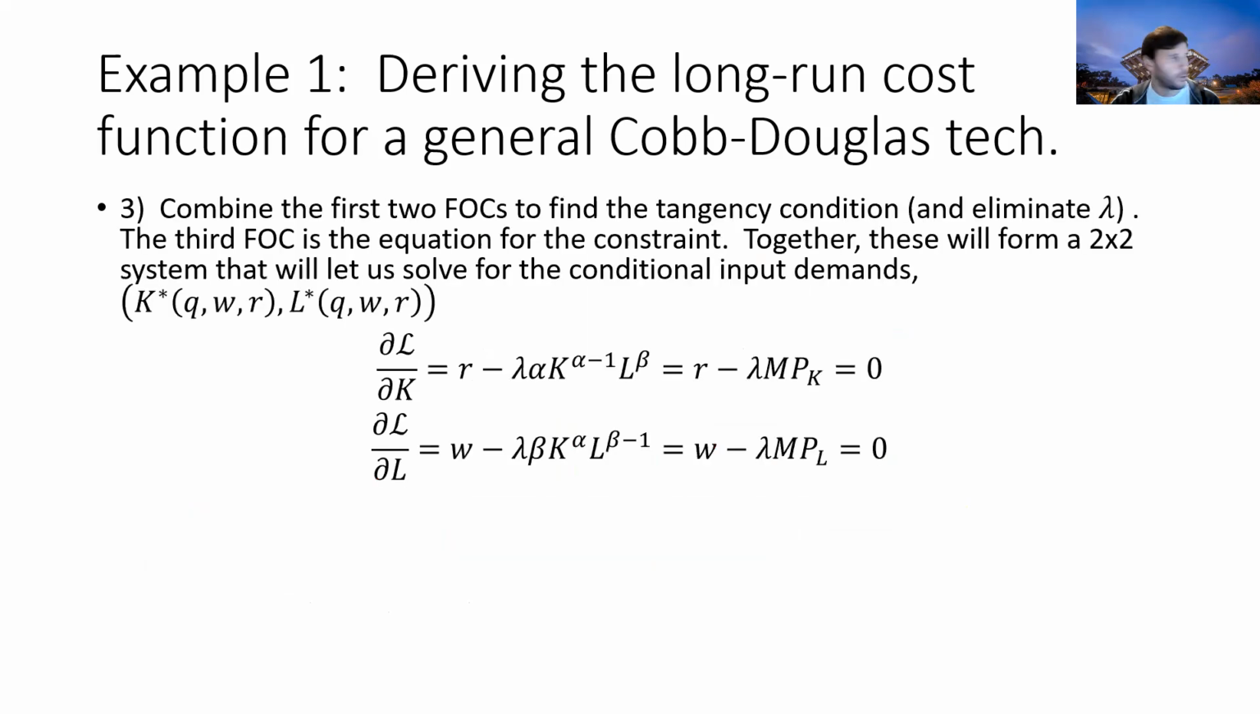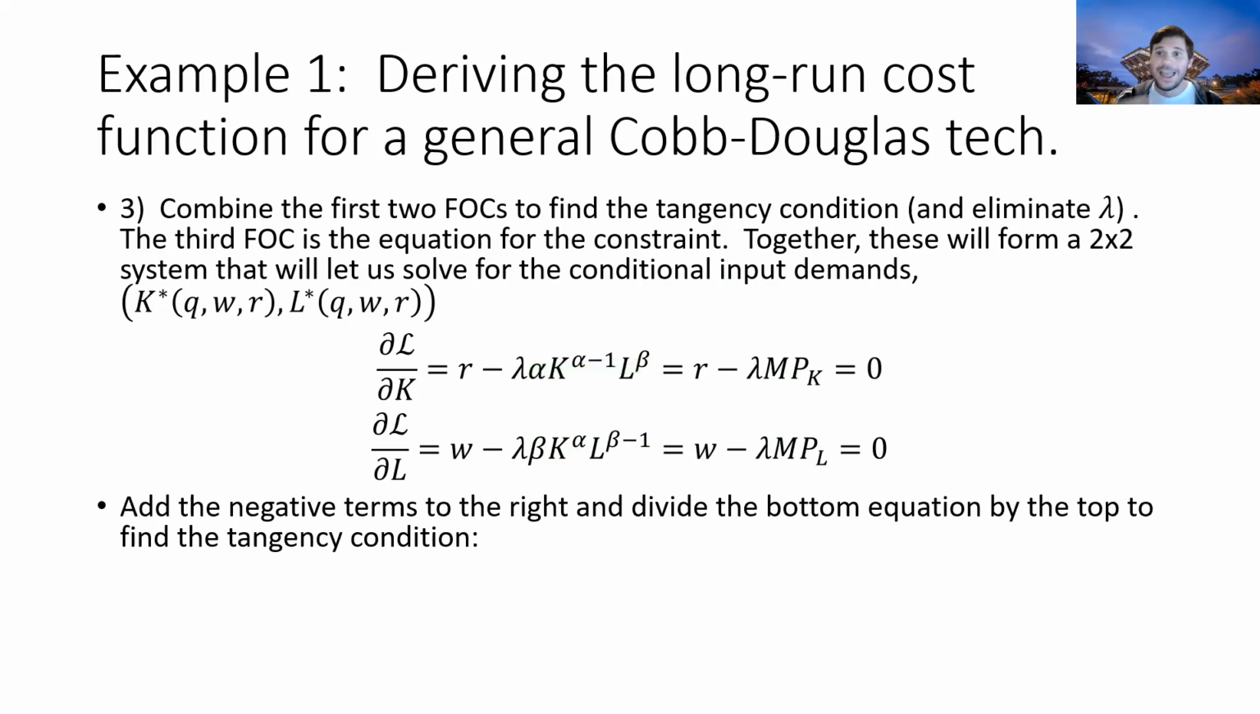We have our 2 first order conditions. Notice I've slightly rewritten them here because we recognized a moment ago that the marginal productivities popped out. Those were key conditions when we assess the tangency condition. So all I'm going to do here is take the terms that are negative, that have the minus, and add them over to the right-hand side of the equation. And then we're going to divide the top equation by the bottom.